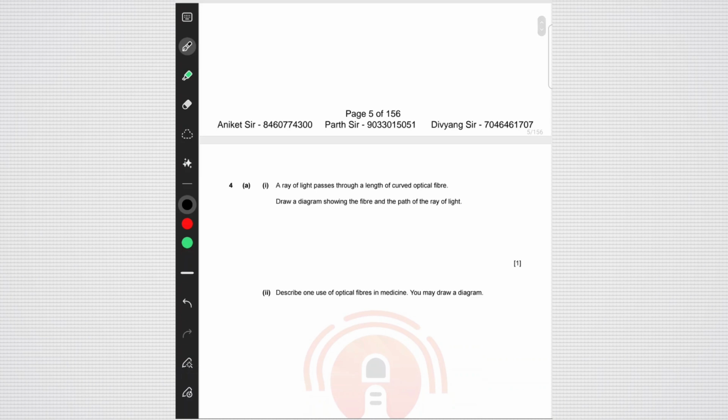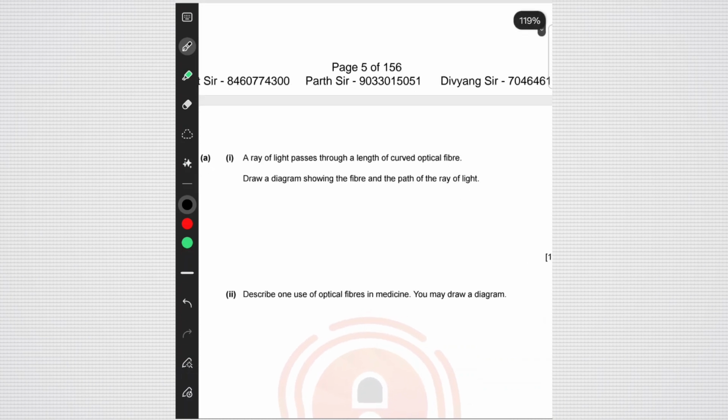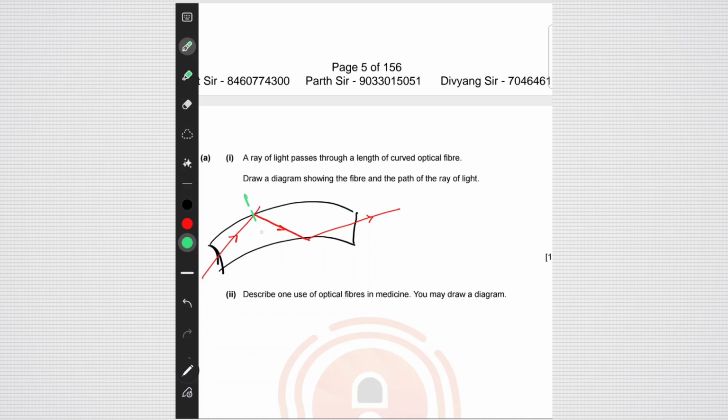A ray of light passing through a length of curved optical fiber. Draw a diagram showing the fiber in the path of the ray of light. See, this can be a confusion for a lot of you. So this is your optical fiber, inside which the light travels like this. It gets total internal reflection always. You can draw normals over here to show that it is total internal reflection.